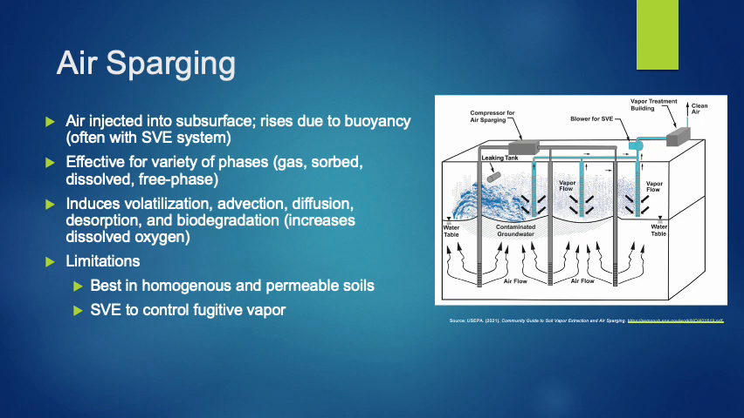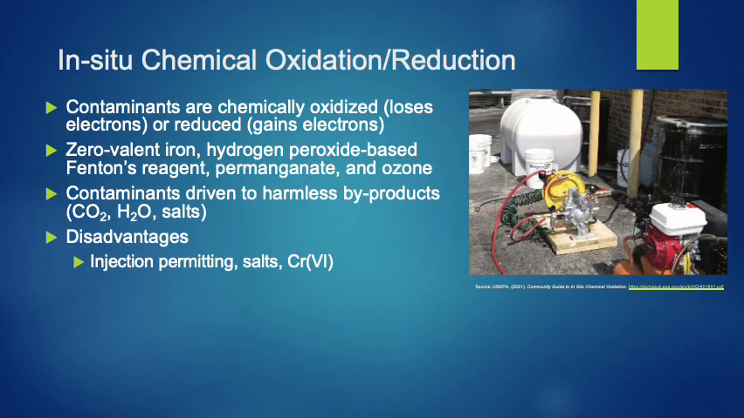With in situ chemical oxidation and reduction, reagents are injected into the subsurface where they interact and will break down the contaminant mass. Depending on the reagent used, as well as the contamination that may be present, the contaminants will be either chemically oxidized, meaning they lose electrons, or reduced, gaining electrons, during the chemical reaction. The goal is to convert the contaminants into harmless byproducts, typically carbon dioxide, water, or salts.